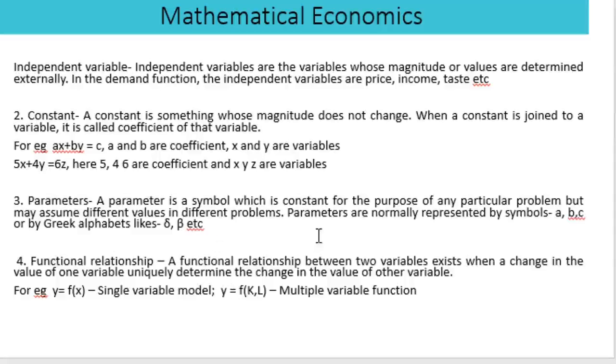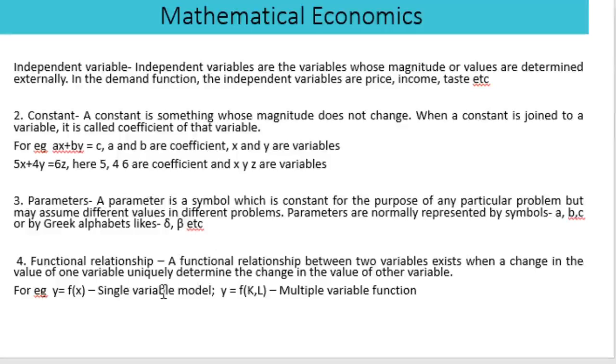A parameter is a symbol which is constant for the purpose of any particular problem but may assume different values in different problems. It is represented by a, b, c, or by Greek letters like alpha, beta, gamma, etc. These are the parameters. It's a symbol which is constant for a particular case but may vary depending upon the other situations. Another term is functional relationship.